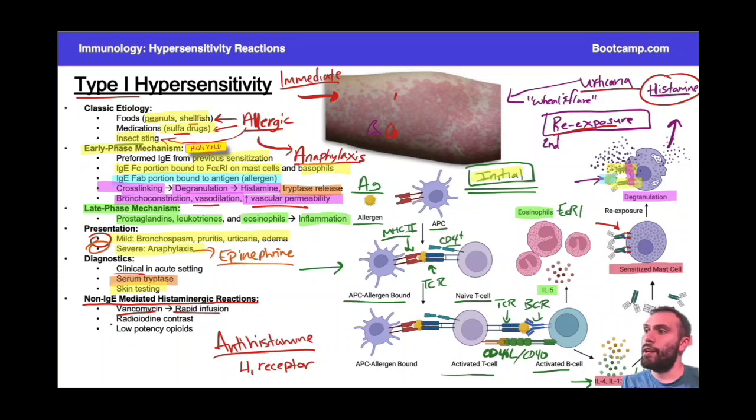The other thing on here is radioiodine contrast is also very classic for this. And then very low potency opioids can sometimes do this. And again, the presentation for all of these can pretty much appear identical to what we're talking about here. It's just not IgE mediated. So when you see a question with vanc, radioiodine contrast, low potency opioids, and all of a sudden that patient looks like they're having a type 1 hypersensitivity or maybe anaphylaxis even, right? Just remember that these are non-IgE mediated, because that's where the questions come in.